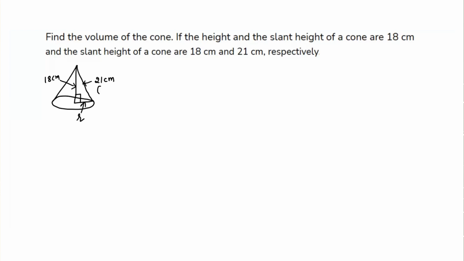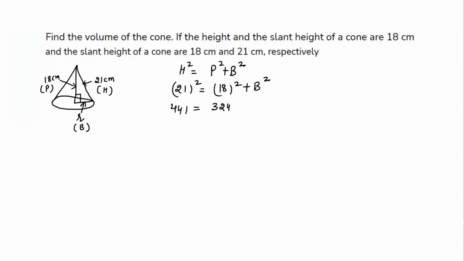So 21 is the hypotenuse, 18 centimeter is the perpendicular, and r is the base. So we will use here the Pythagoras theorem, which is h square is equal to p square plus b square. So h is 21 square is equal to p is 18 square plus b square. B square you can write down as r square also here. So 21 into 21 is 441. 18 into 18 is 324.